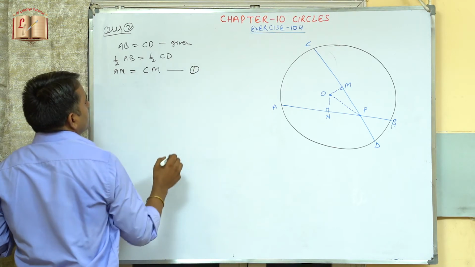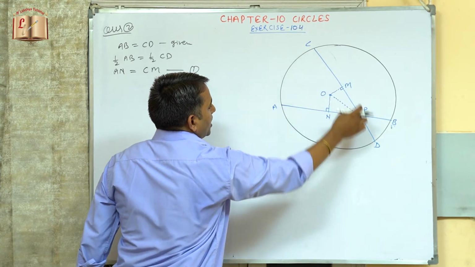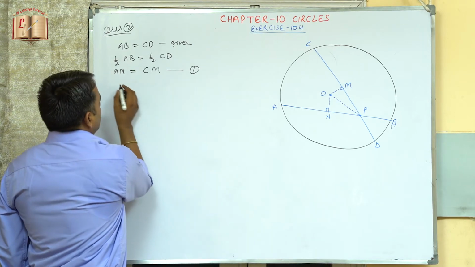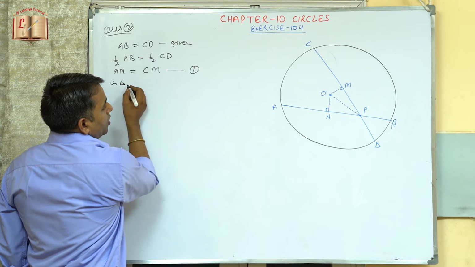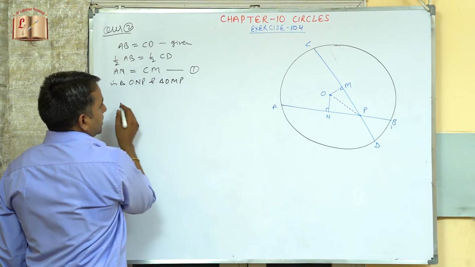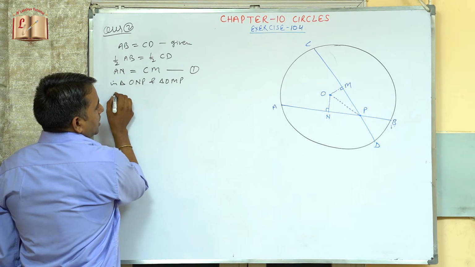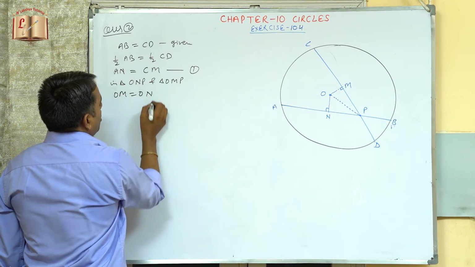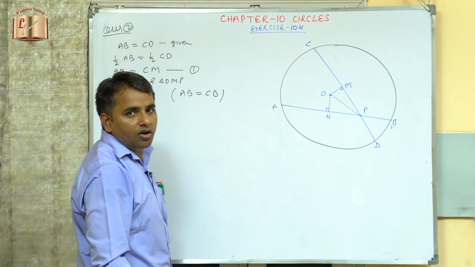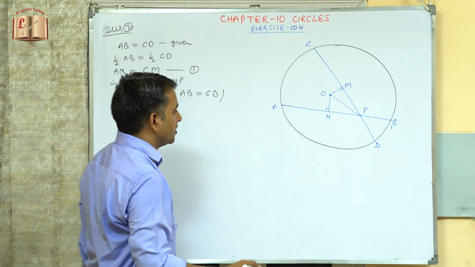This is equation number 1, because ON and OM are the perpendiculars, and perpendiculars from the center divide chords into two equal halves. Now coming to triangles ONP and OMP. For these two triangles, OM is equal to ON because AB is equal to CD. When the chords are equal, the perpendicular distances from the center will also be equal. This is one of the theorems.